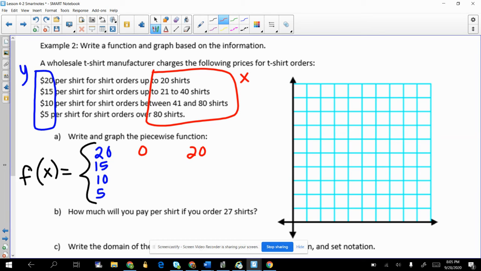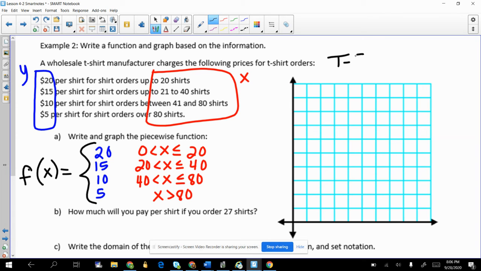But again, if they order 0 shirts, that doesn't make sense that they would pay anything. So it can't equal 0, but it should equal 20. Okay. Then same idea. This next one, I know it says 21 to 40, but we're going to use 20, but we're not going to include it. And then we are going to include 40. And then this one, again, we're going to put 40, but we're not going to include it, to 80, but we are going to include it. And then this one, orders over 80, you could say 80 to infinity, or just when x is greater than 80.